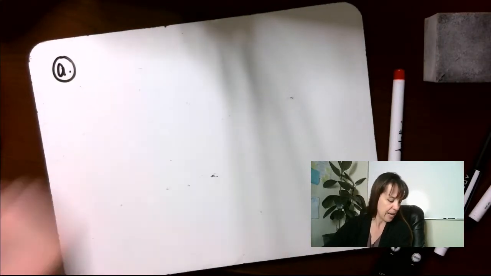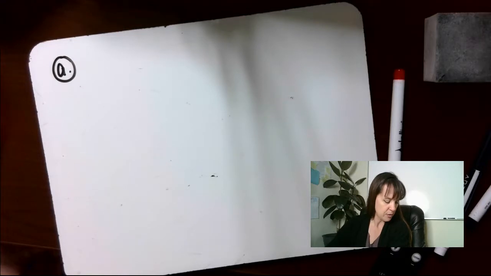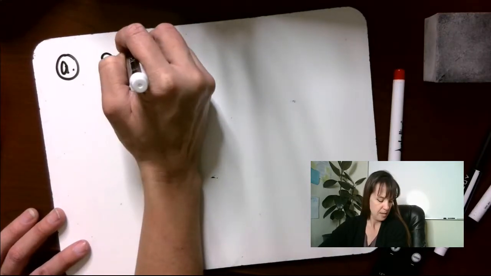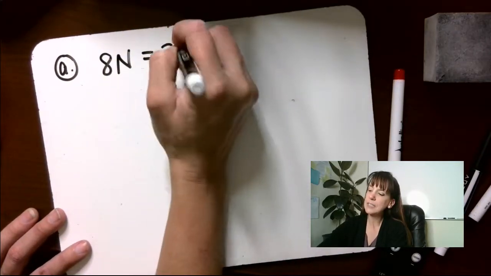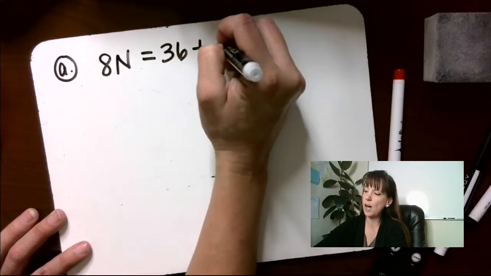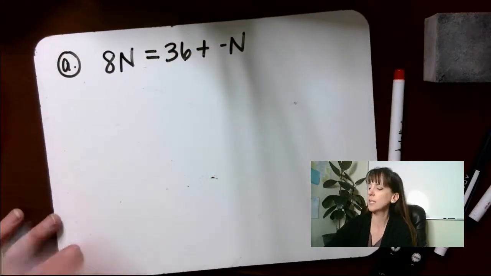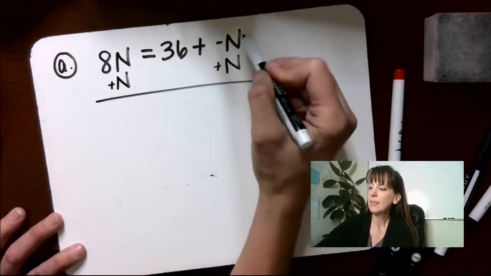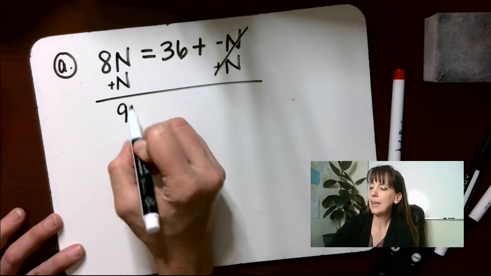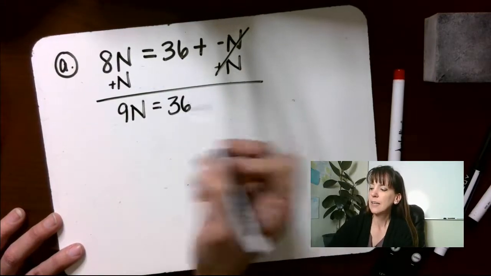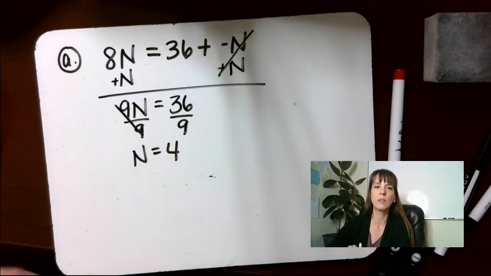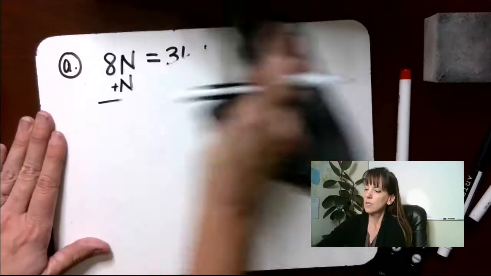Find a number such that 8 times the number is 36 greater than the opposite of the number. Okay, so 8 times the number is 36 greater than the opposite of the number. All right, so that's how we're going to set that one up. Add n to both sides. These guys cancel out, and I'm left with 9n equals 36. Divide both by 9, n equals 4. Good.